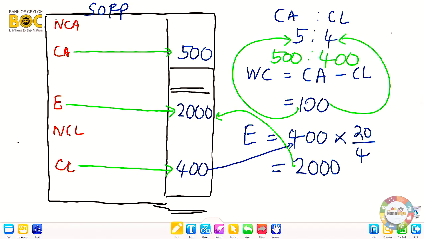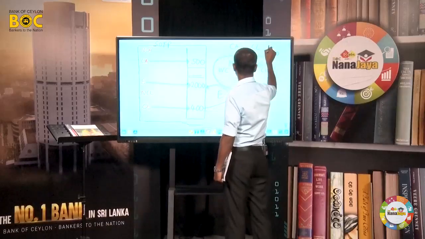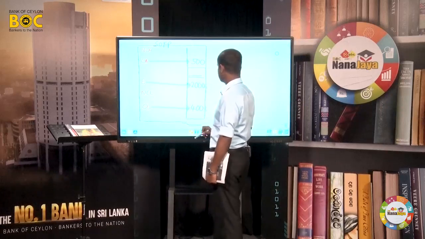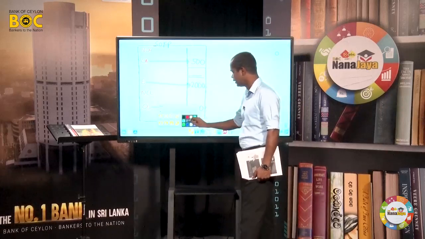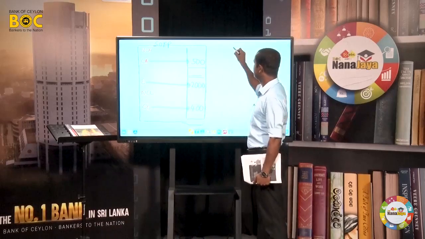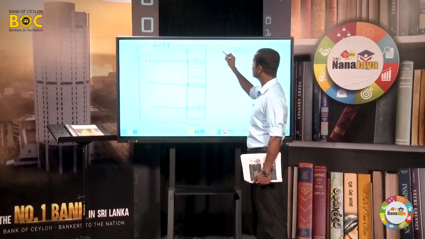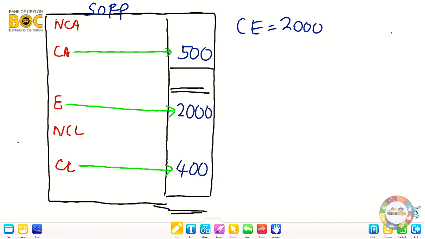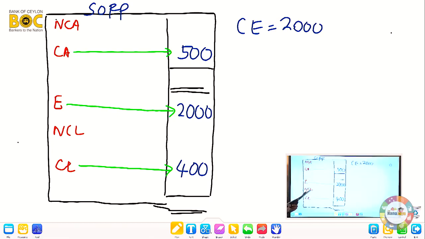And we calculated closing equity already. So how much is the closing equity? The closing equity we calculated as 2,000. Equity is 2,000 rupees. But the question says the non-current assets as at 31st March was lower by 200,000 when compared to closing equity.